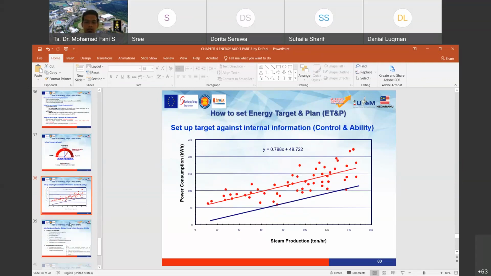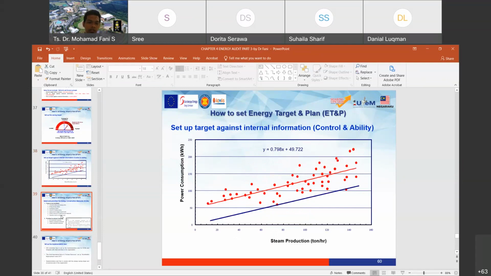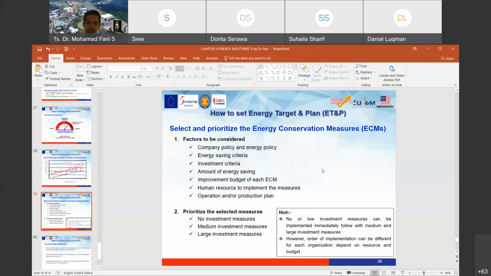Set target, controllability, and select and prioritize the energy conservation measures. For example, start with the no investment, medium investment, and large investment. If you got saving from the no investment measures, for example, you are able to get 10 million saving from the no investment measures, immediately you can get it for 1 year. You do the no investment measures.